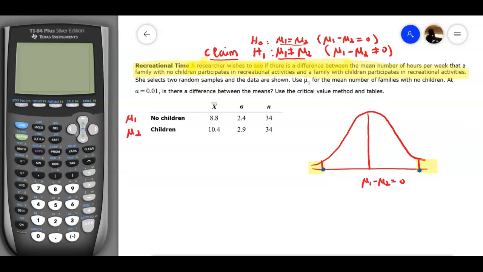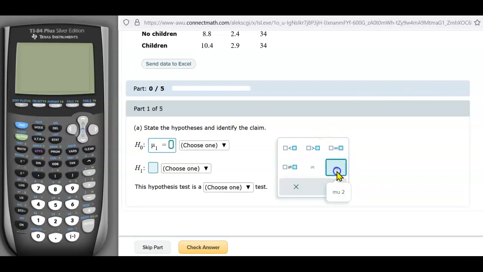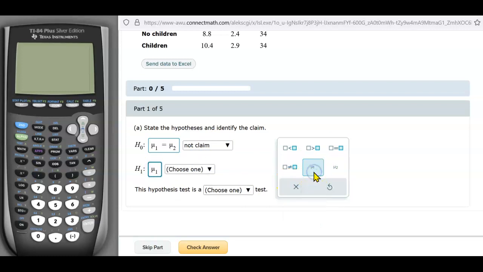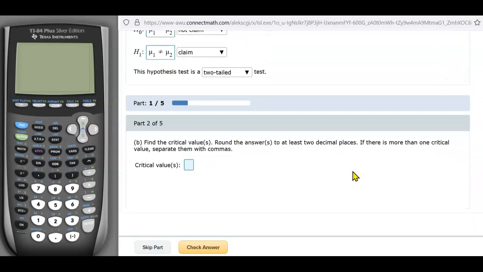Okay, so let's put the information. For H0, you're going to have mu1 equals mu2. This is not the claim. And for H1, mu1 different than mu2, and this should be the claim. And this should be two-tail. Check the answer. And it did work. Great.